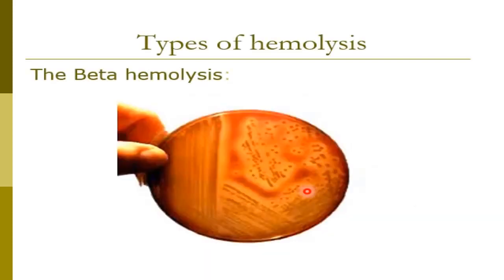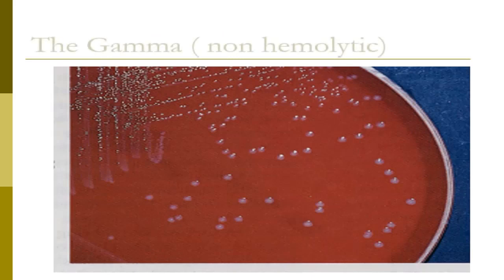Okay, this is a typical presentation of beta hemolysis on blood agar. The alpha hemolysis shows green discoloration around the colonies, as you see here, and gamma hemolysis is non-hemolytic on blood agar.